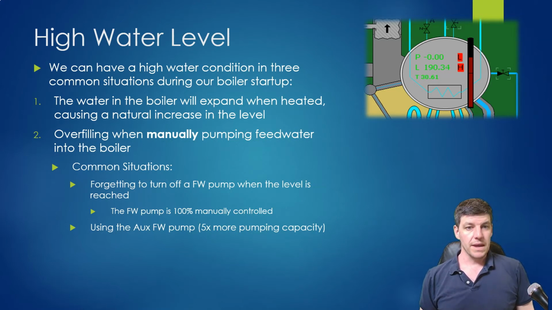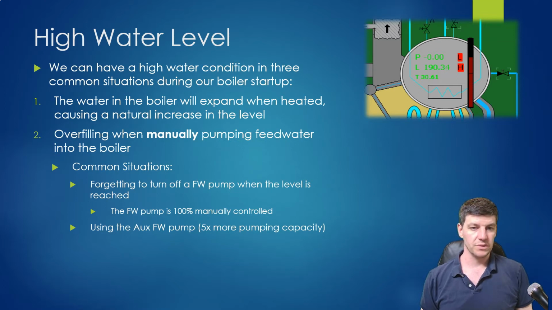The other error is often using the wrong feed water pump. The auxiliary pump has a significantly higher pumping capacity, which means you can overfill your boiler very, very quickly if you're using the auxiliary pump. So stick to the main feed water pump.